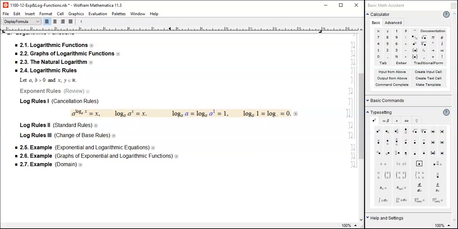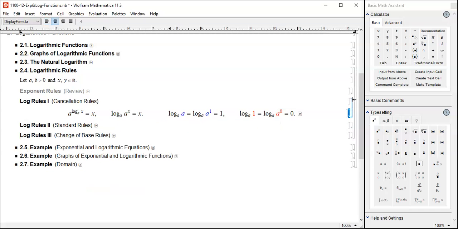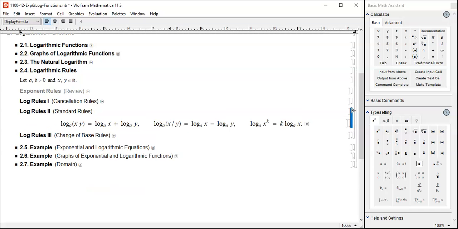Next. So 1 can be rewritten as a to the 0 power, and after cancellation, log base a and a to whatever power cancel, we just get 0. Okay, cancellation rule. And by the way, these are the corresponding rules for natural exponentials and the natural logarithms. Instead of log base e, we have ln, but that's about it. No significant difference.